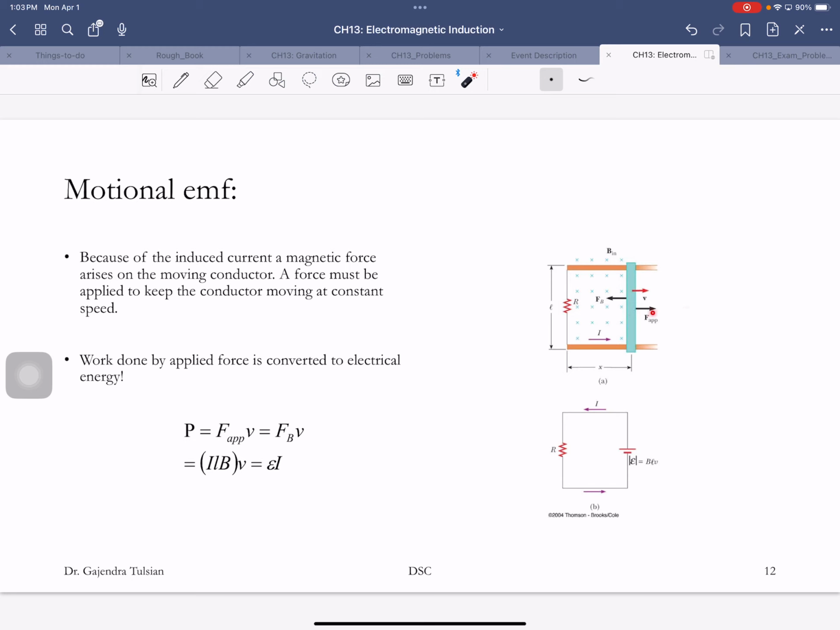So whatever work you put in is converted to electrical energy. It's like when I lift a cup up, the work I did, what did it get converted to? Gravitational potential energy. So the work done by the applied force is converted to electrical energy. As soon as you stop applying a force, the rod will stop.